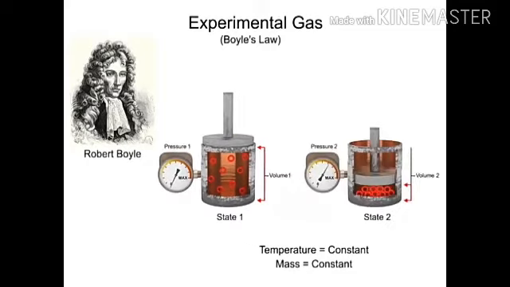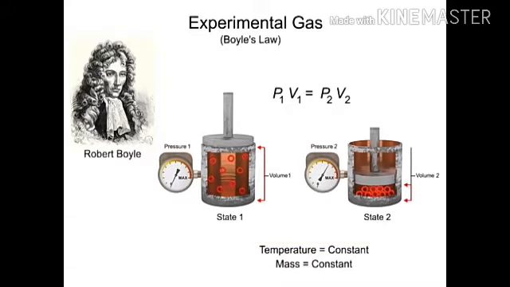Boyle's law can be expressed mathematically as the pressure at state 1 times the volume at state 1 is equal to the pressure at state 2 times the volume at state 2. This is true as long as both the temperature and mass, or amount of gas, remains constant.